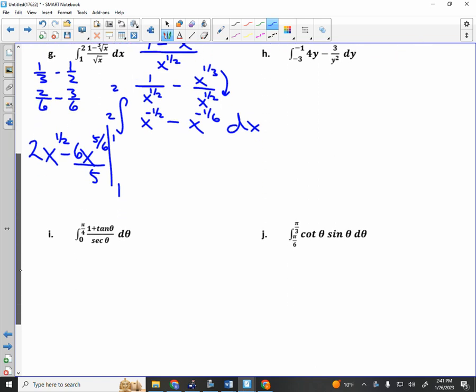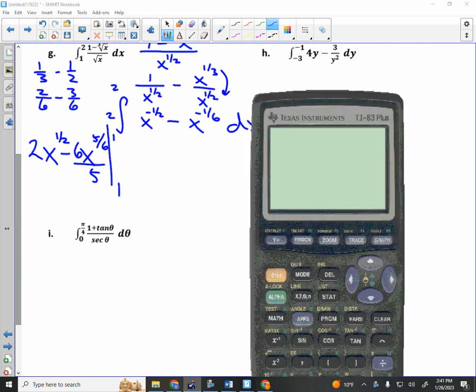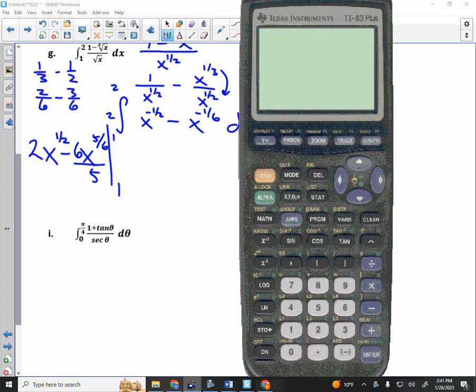Just going to make sure you guys know how to plug these in correctly into your calculator. This one we're going to express as a decimal. 2 times the square root of 2. I'm plugging in 2, and the 1/2 is square root. Minus 6 over 5 times 2 raised to the 5/6 power. And that gives me 0.690.